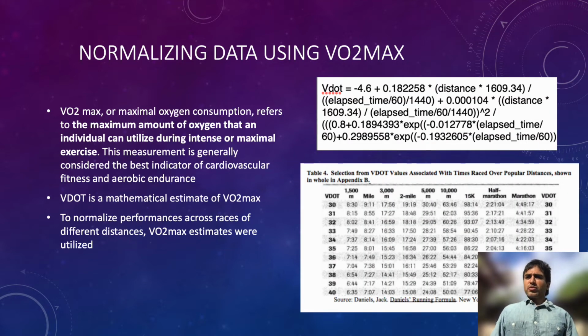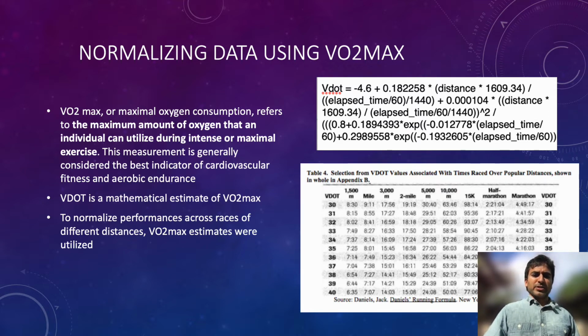So the method I used to normalize my data was using VDOT. And VDOT is a mathematical equivalent of VO2 max, which is the milliliters of oxygen that can be utilized per kilogram of body tissue. VO2 max is a pretty good estimate of an organism's capability of aerobic respiration, and so it lends itself beautifully to measuring race performances. And so that's why I use VDOTs.